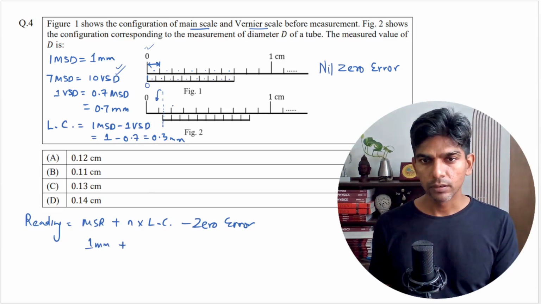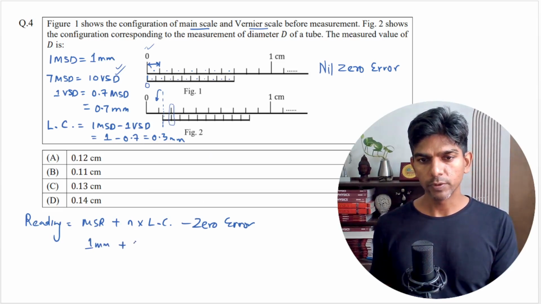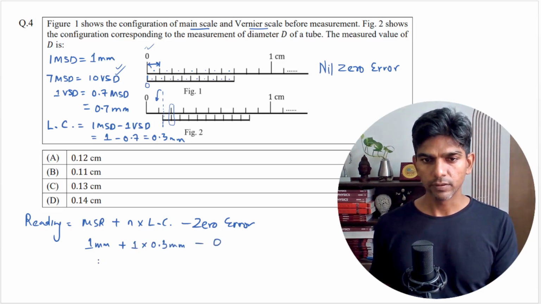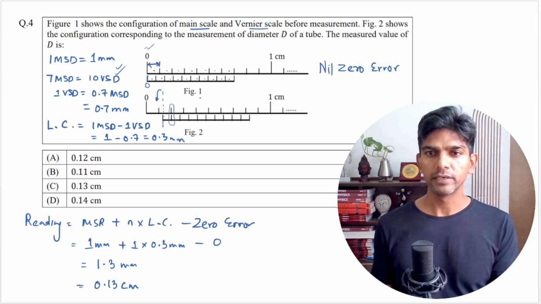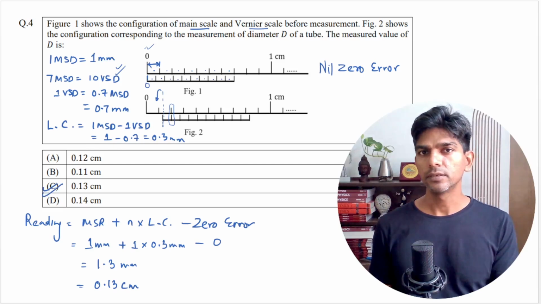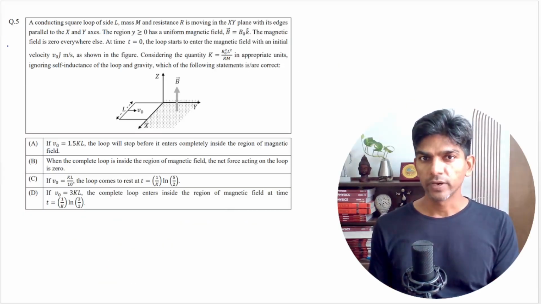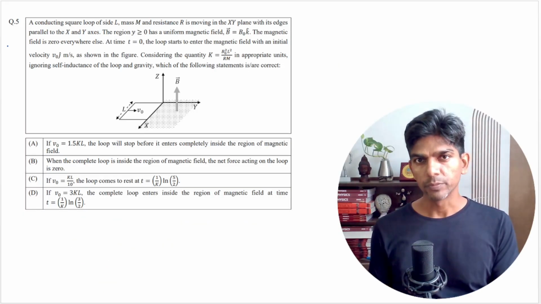And the first division is coinciding with the main scale. So n will be 1. And the least count is 0.3 millimeter. And 0 error is 0. So that comes out to be 1.3 millimeter, or we can say 0.13 centimeter. So that should be the diameter of the cylinder, of the tube. So option C is the right answer. So this is question 5 of JEE Advanced 2025 paper 1.